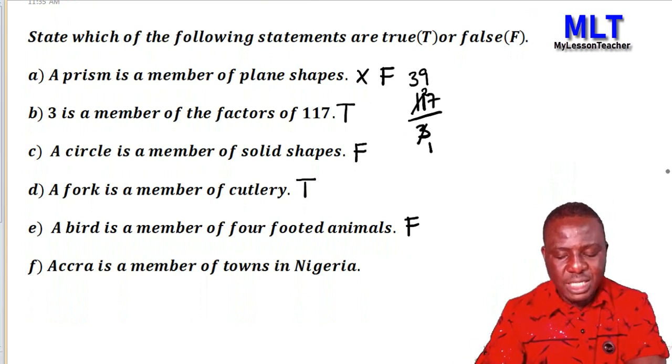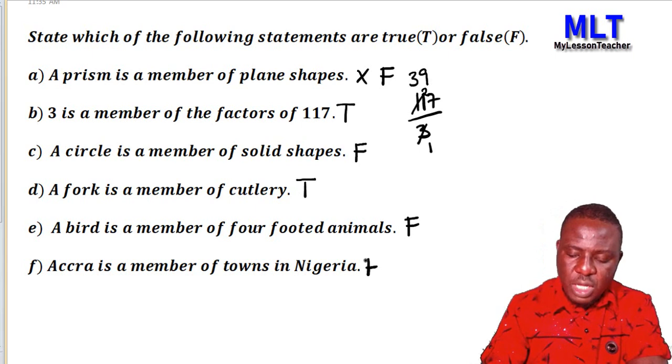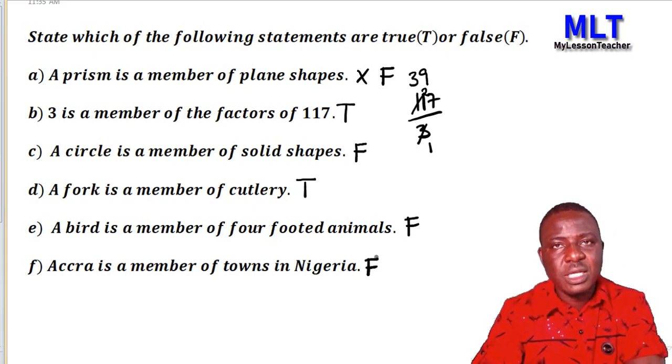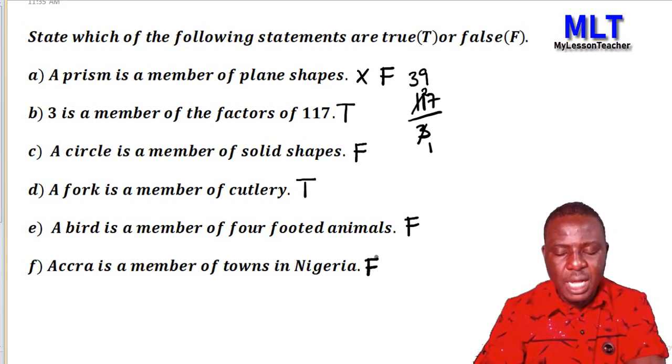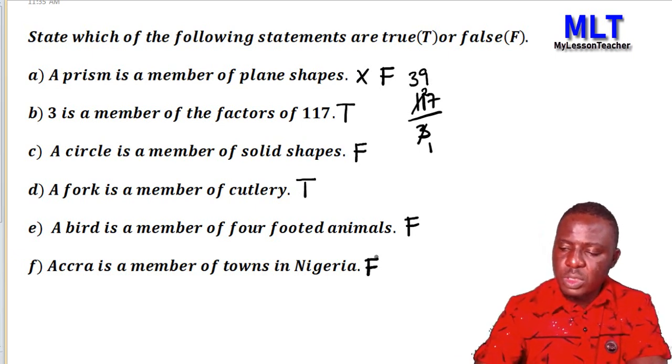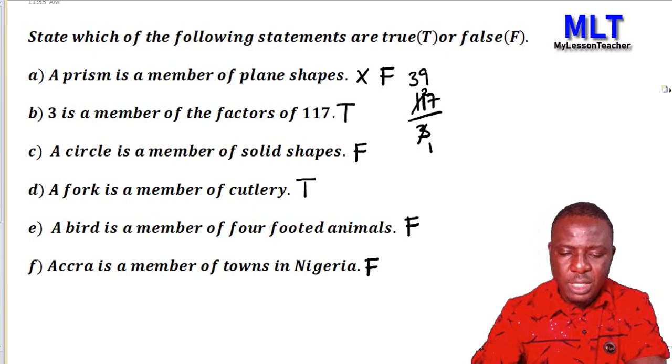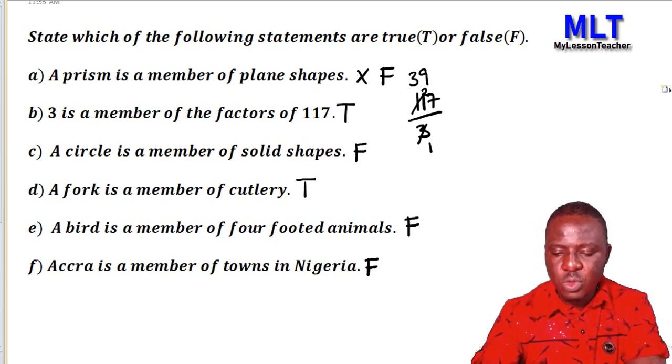F is asking, is Accra a member of towns in Nigeria? This is false. Accra is the capital of Ghana and not a town in Nigeria. So these are the ones that are true and the ones that are false. You can try them yourself.